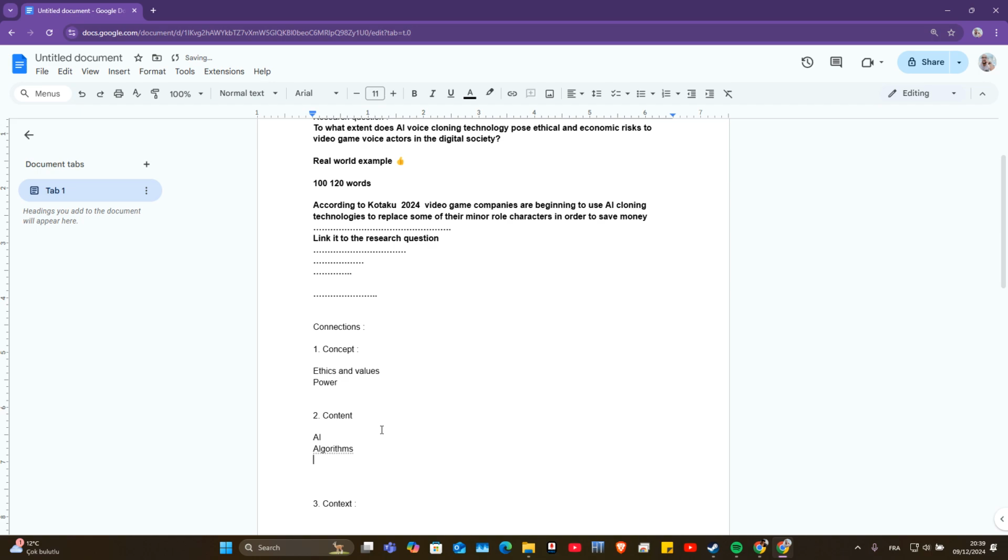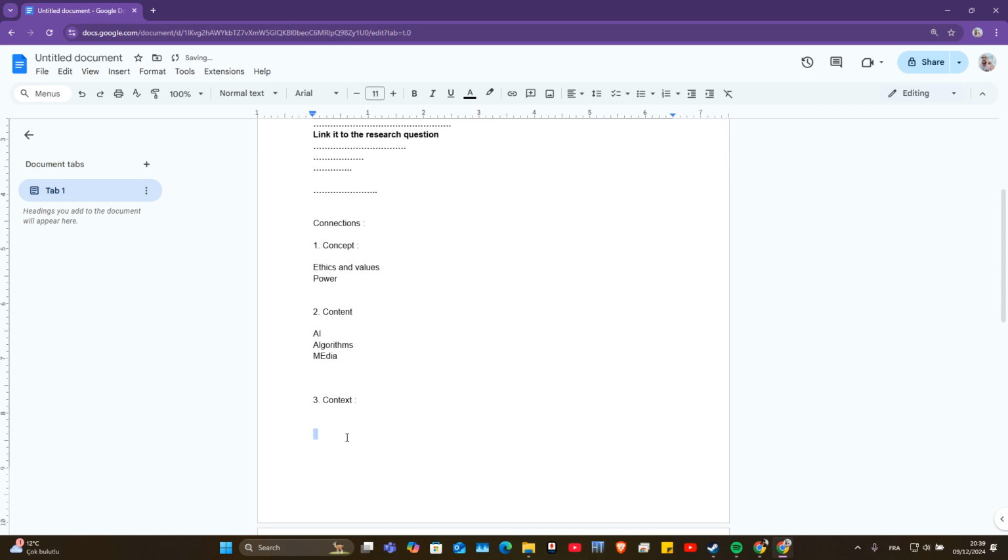This is enough. Or you can also include media. And then context. Context here, obviously, you have social. Why? Because jobs are related to social security of people. And you have economic.